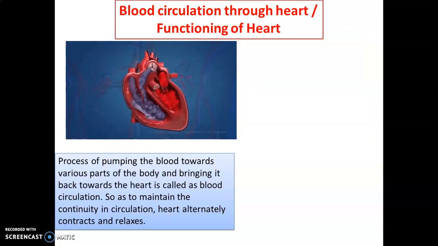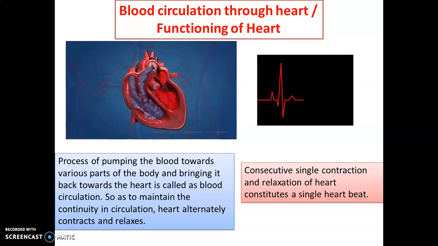We all know that the process of pumping blood towards the various parts of the body and bringing it back to the heart is called blood circulation. Continuous blood circulation takes place in the body, and the heart continuously contracts and relaxes. A single contraction and relaxation of the heart constitutes a single heartbeat. You see this heartbeat many times on the machine, and it shows that we are alive.